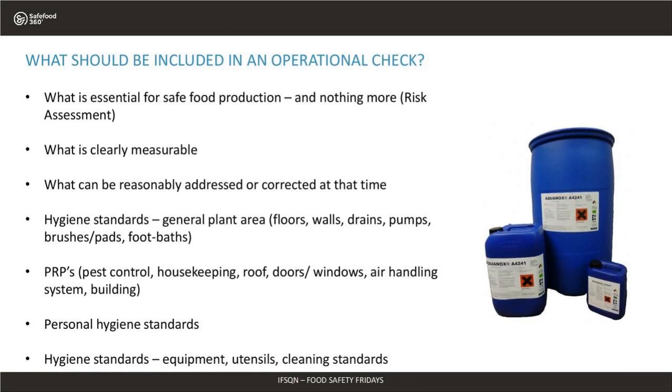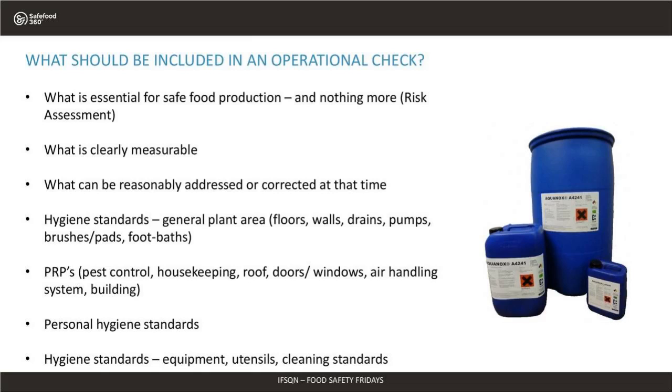Okay, so what exactly should be included in the operational check? You should really include what is crucial and important. What is absolutely important for safe food production, legal food production, or quality production, and you shouldn't really have anything more in it than that. If you need to start putting more in, then it's not operational. It needs to get bumped up the hierarchy of audits into something else.